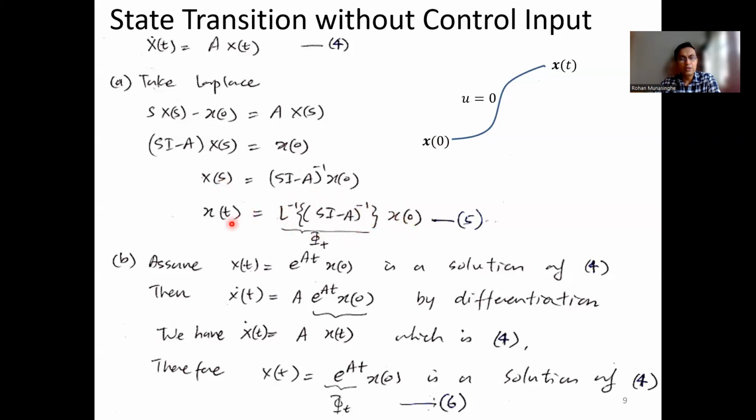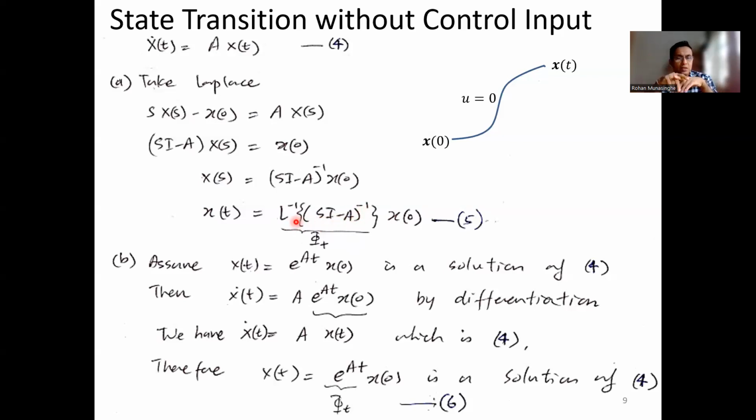Now, if you look at this equation number 5, on the right hand side you have the initial condition x0. What's on the left hand side? x(t). This is exactly what we wanted to have, x(t), the state at some time t. Now, who calculates this transition? It is this matrix in the middle. So therefore, let's call it the state transition matrix, and we give it the symbol big Phi(t). So what is it? It is the Laplace inverse of (sI minus A) inverse.